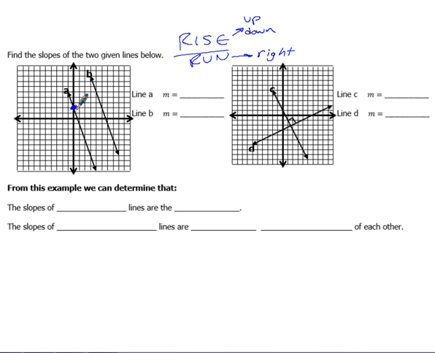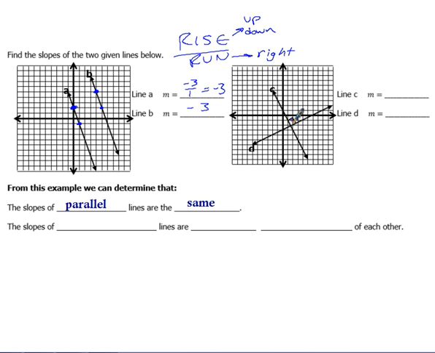I go down, let's see, there's a line here. So I would go down 1, 2, 3, and then over 1. So -3 over 1 technically gives me a slope of -3. If I look at line B, I go down 1, 2, 3, and over 1. And hey, those are the same slopes. So sort of what we have here from this example, we can determine that the slopes of parallel lines are going to be the same. These two lines, A and B, would be considered parallel.